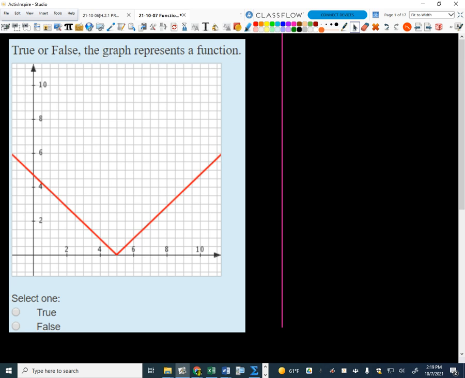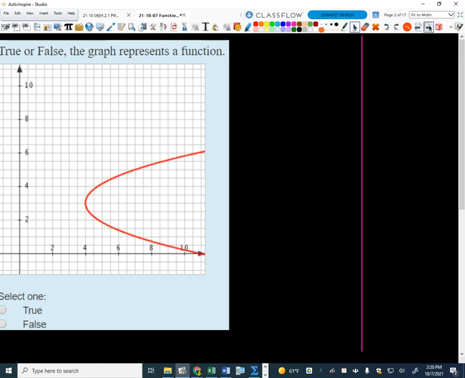True or false, this graph represents a function. True. How come? Vertical line test, right? I can sweep a vertical line across and it never intersects in more than one place. True or false? False, right? Clearly that's going to intersect over here, isn't it? So that one's not going to work.